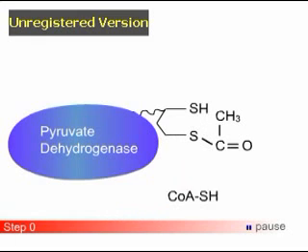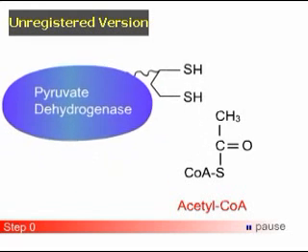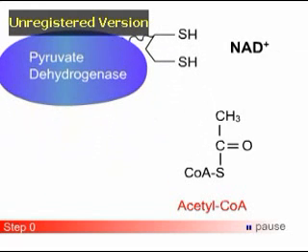E2 then catalyzes the transfer of the acetyl group to coenzyme A to yield acetyl-CoA. Enzyme E3 of the complex then functions to oxidize the dihydrolipoamide of E2 back to lipoamide with the concomitant reduction of NAD to NADH.